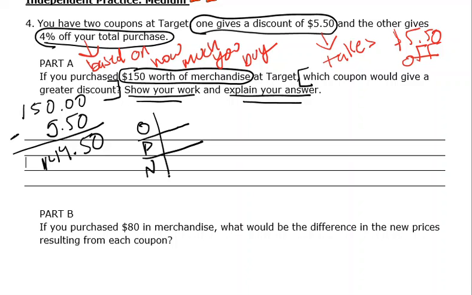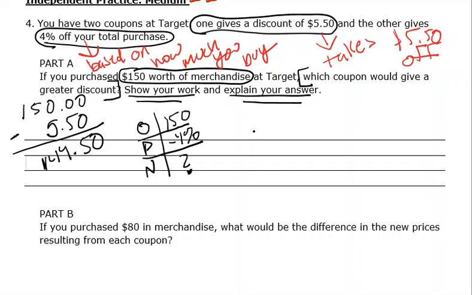Okay, so now I'm ready to say I have my OPN, which you can use in the place of a key information box for the 4% discount. So my original here is, again, 150. My percent discount is minus 4%. And so my new, that's what I'm looking for.